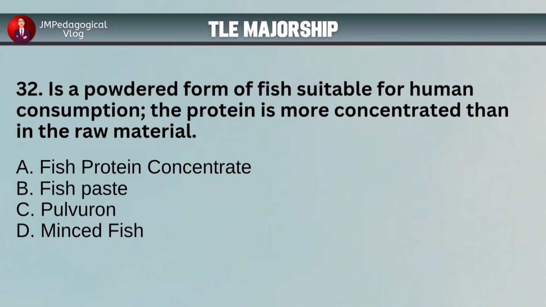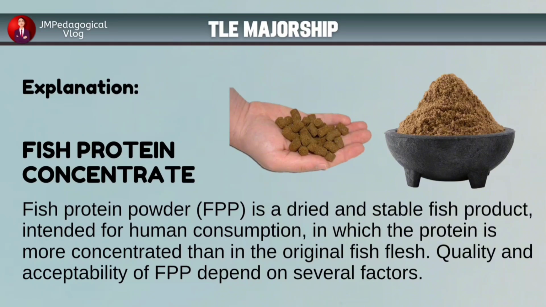32. Blank is a powdered form of fish suitable for human consumption. The protein is more concentrated than in the raw material. A. Fish protein concentrate. B. Fish paste. C. Pulverin. D. Minced fish. A. Fish protein concentrate. Explanation. Fish protein powder (FPP) is a dried and stable fish product, intended for human consumption, in which the protein is more concentrated than in the original fish flesh. Quality and acceptability of FPP depends on several factors.